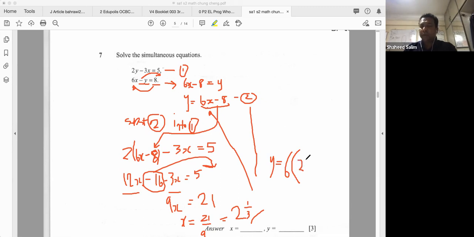2 1/3, minus 8. So you get answer for y lah. So 6 times 2 1/3 is how much? 14. 14 minus 8 equals to 4. Y equals to 4.